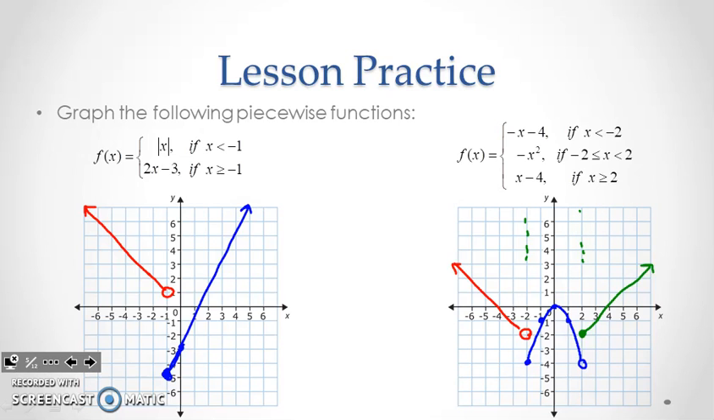right of the 2. Notice that the green function here, my bottom one, that's got our closed circle. The parabola on the right side has an open. Parabola on the left side has a closed. And then our top function here, the red one, it's got an open circle as well.